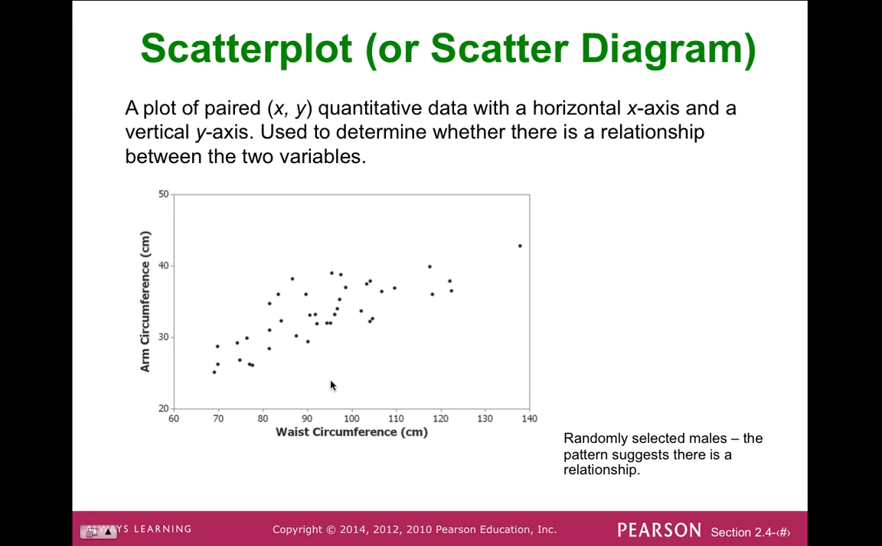So the graph that we're looking at here, we're plotting waist circumference with relation to arm circumference. And basically, for the randomly selected males that were used to make up this data set, with this sort of linear pattern that we see, the pattern suggests that there is a relationship between waist circumference and arm circumference.